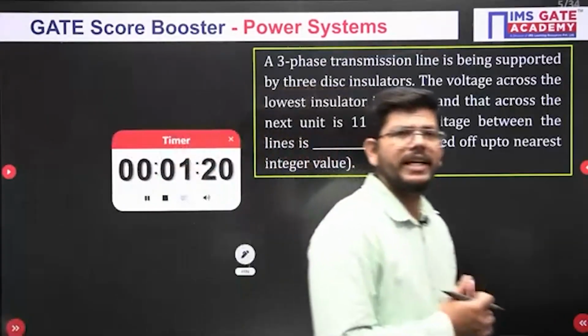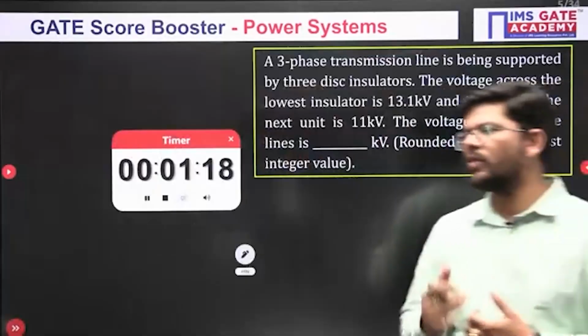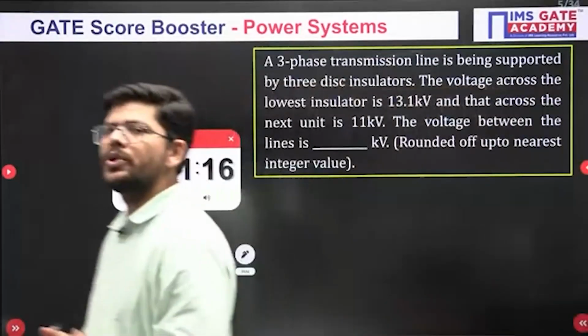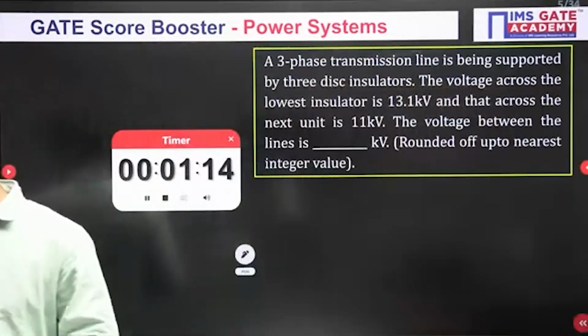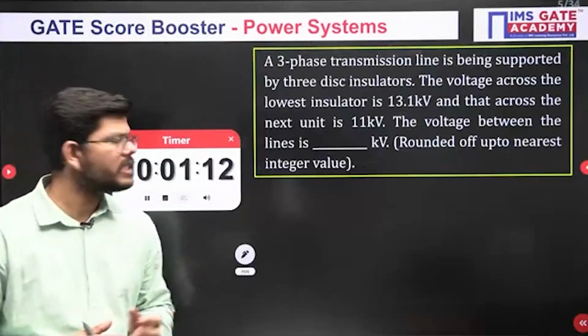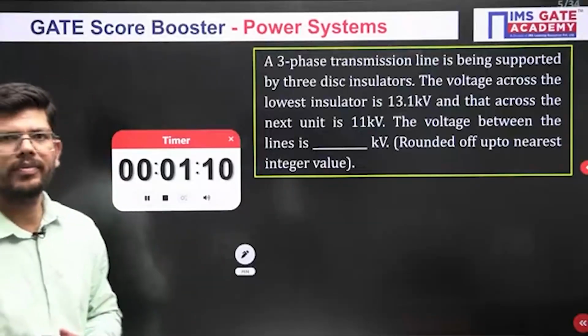So we have 3 discs and the voltage across the lower disc and the second disc is known to us. Okay, then we have to find out what voltage the lines are carrying.